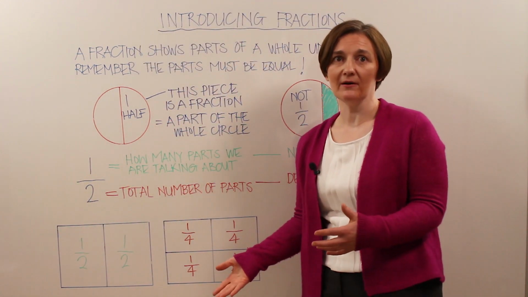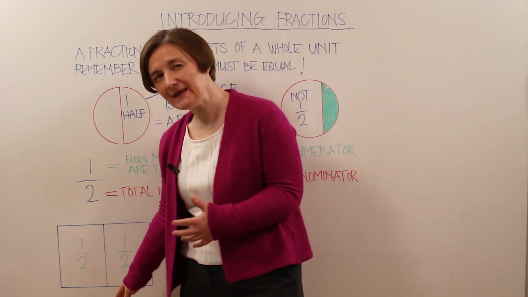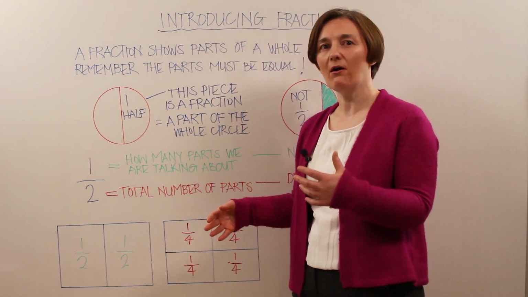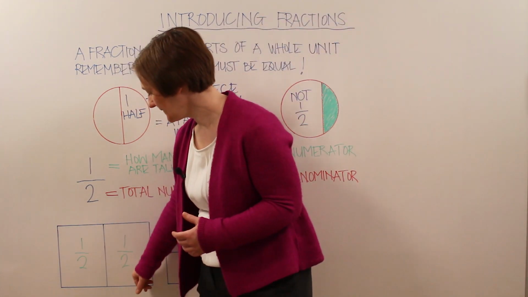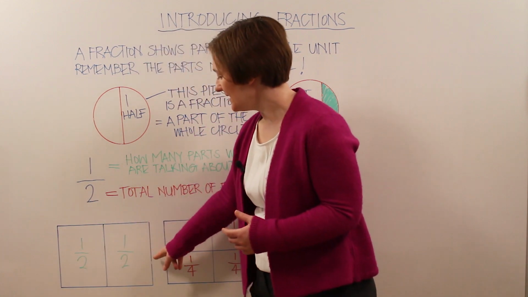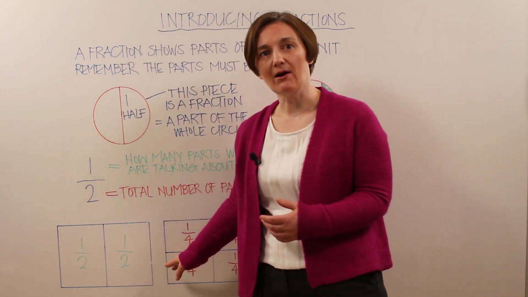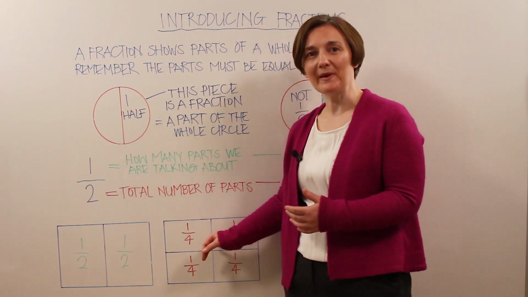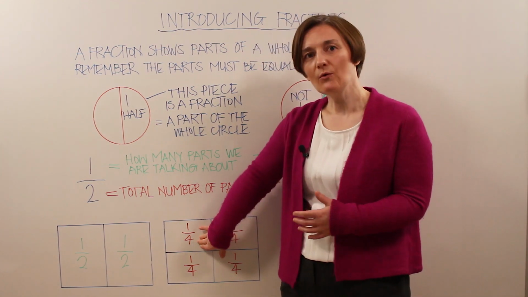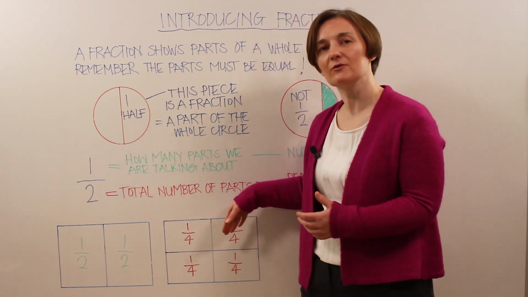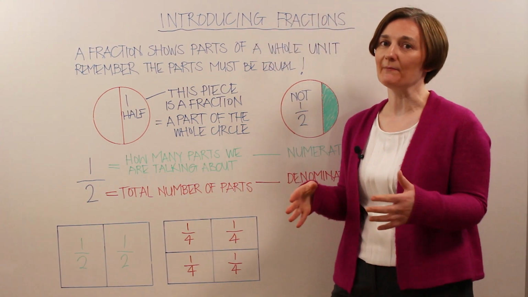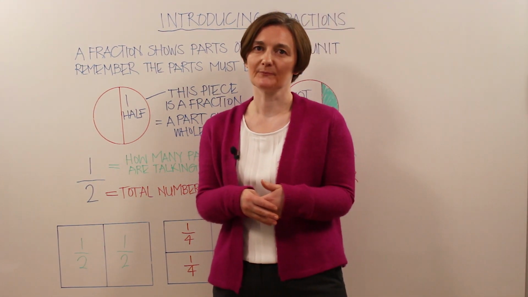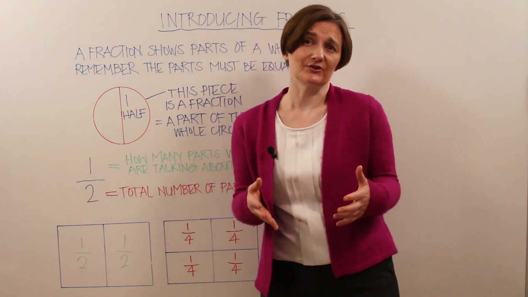So let's take a look at a rectangle. It could be a chocolate bar. If I cut it into two equal pieces, each piece is half of the whole bar. And if I then cut each of those pieces equally into half, as you can see here, then I have a total of 4 pieces. So this is 1/4. It's one piece of a total of 4 pieces. But remember, the pieces must be equal.